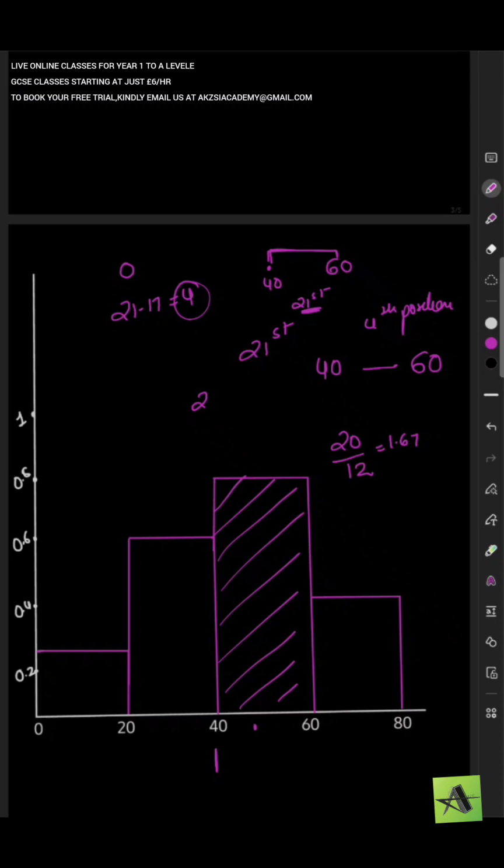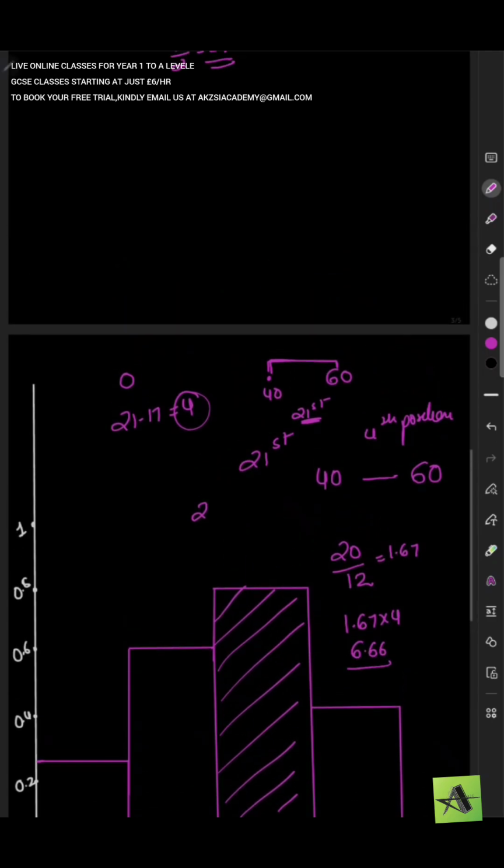Now I want to find how far the number is into this interval by multiplying it with this answer, 1.67. So 1.67, and its position is 4th. That means each place has 1.67 of the width. So the 4th will be 4 times 1.67, which will give me 6.66.